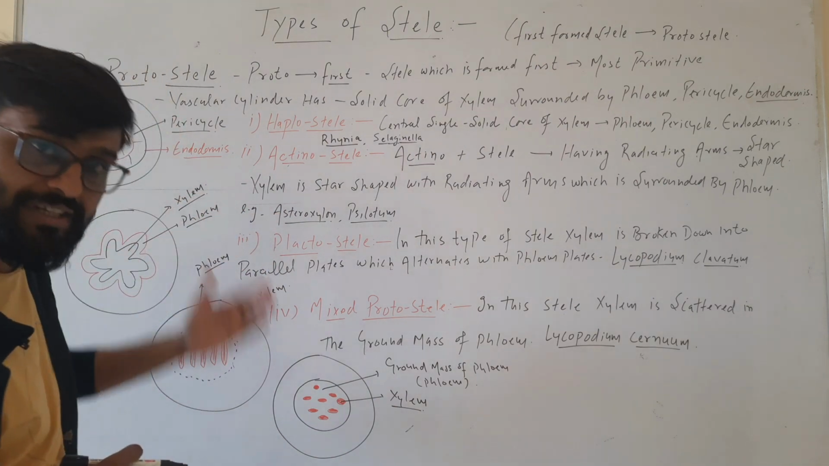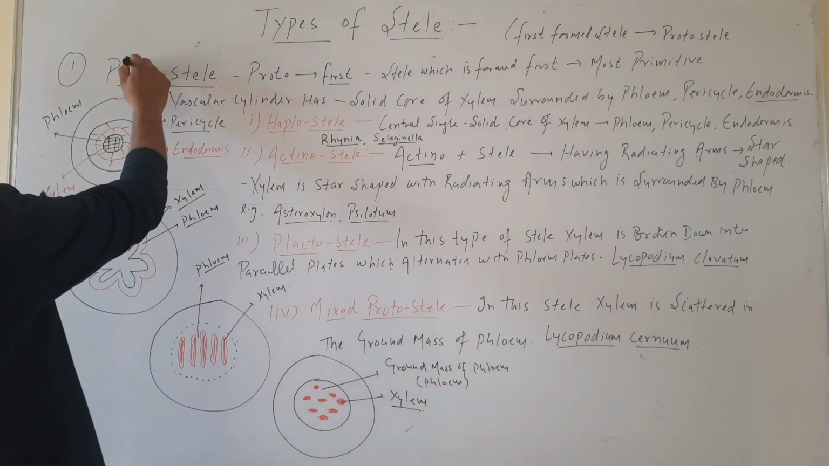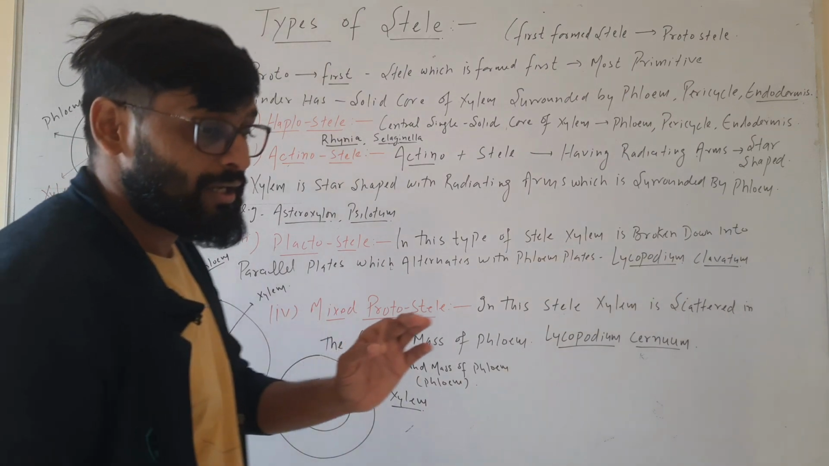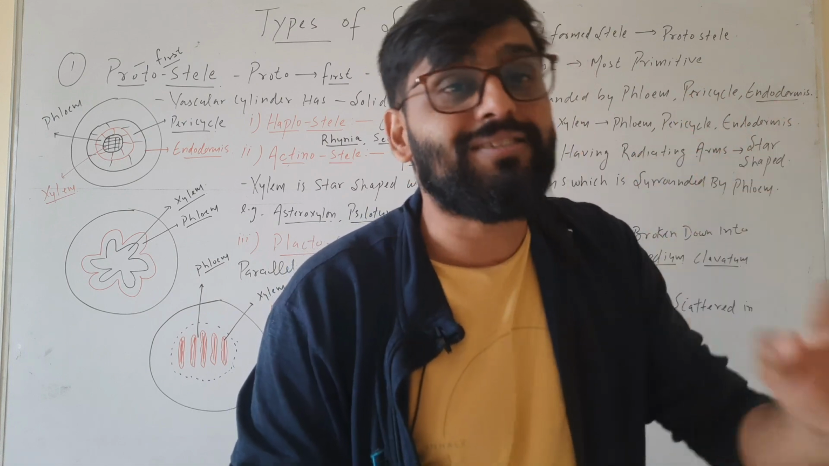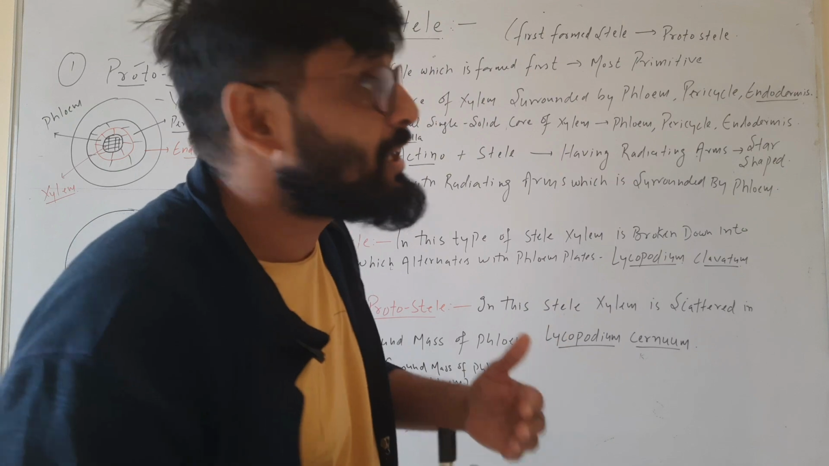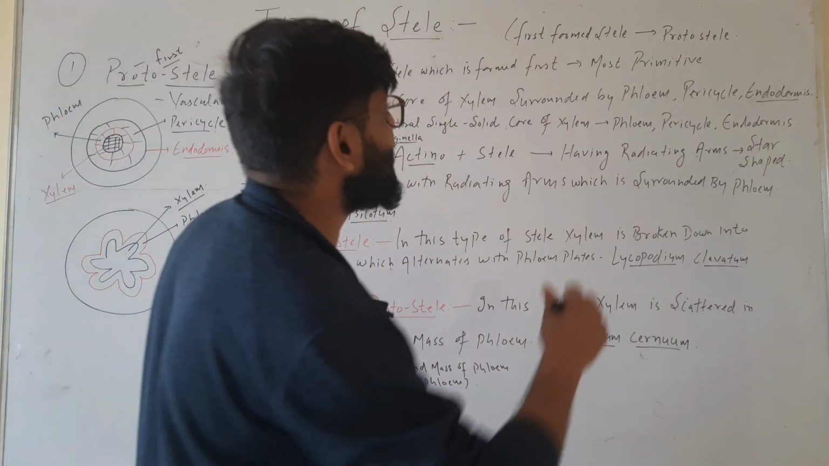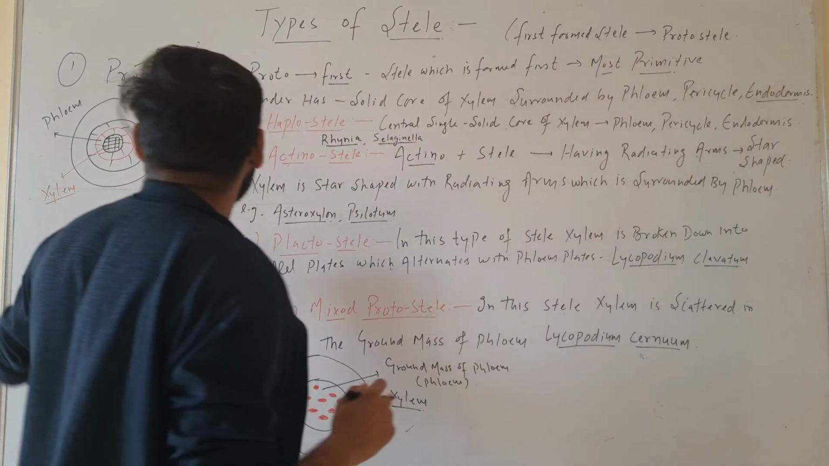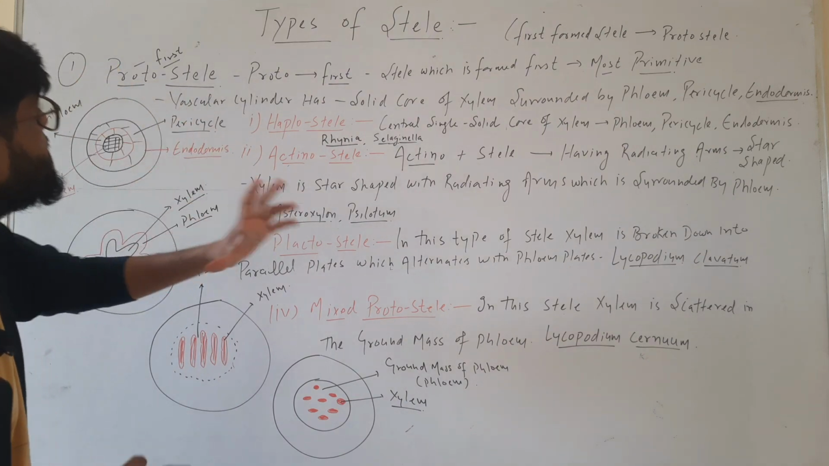It has different types. So what is protostele? Proto means first. So it is the first form of stele. It was formed earliest, when xylem and phloem evolved. We know that these evolved in pteridophytes. So this type of stele was the first form of stele, which means this stele is the most primitive stele. That's why it has this name. Protostele means first form stele, primitive stele.